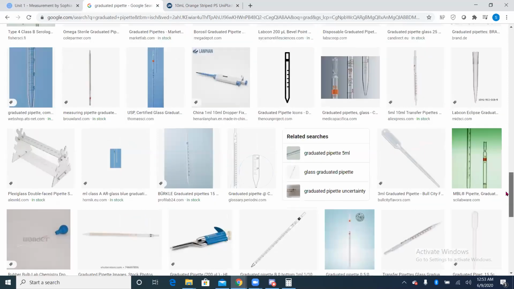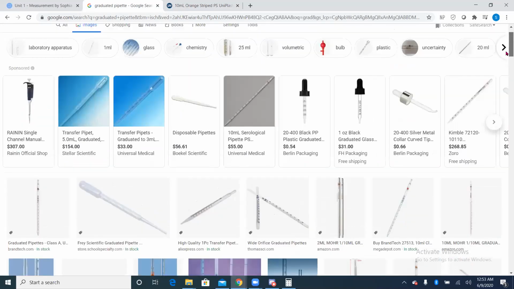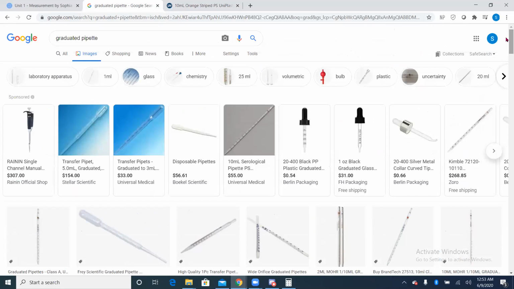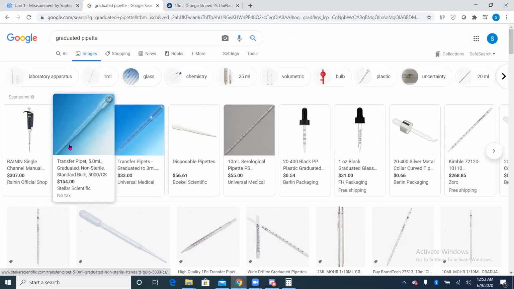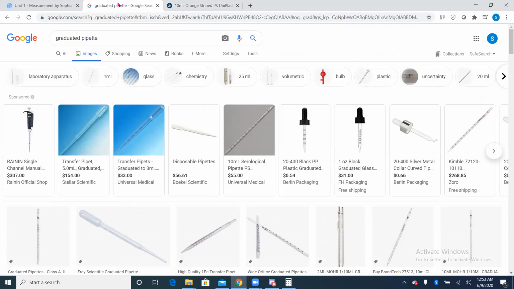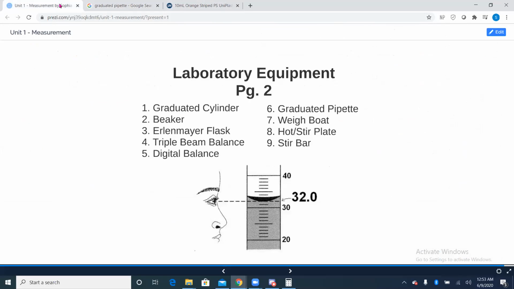Again, since we are not going to be working with these in person, it's not so important that you know how to use them. But eyedroppers work on the same idea, that you're sucking the liquid up and then expelling it out. And as before, you have to read the bottom of the curve.